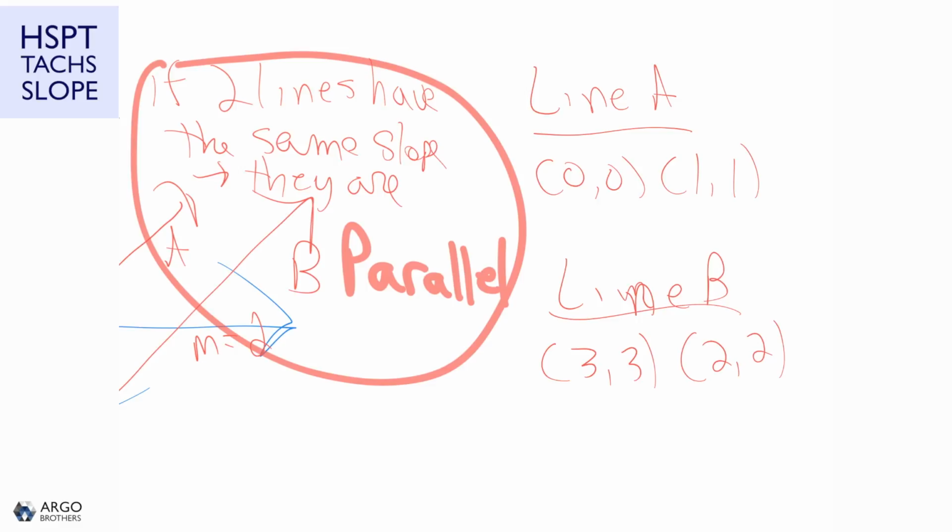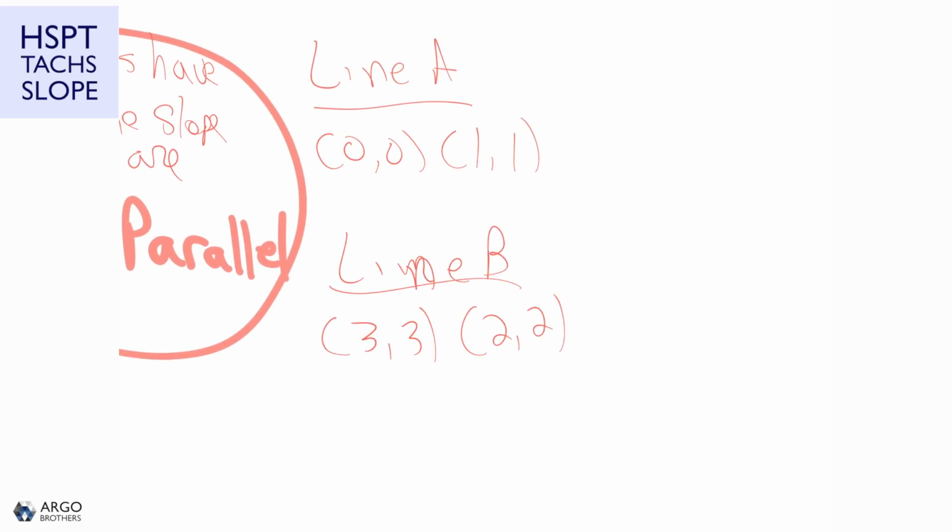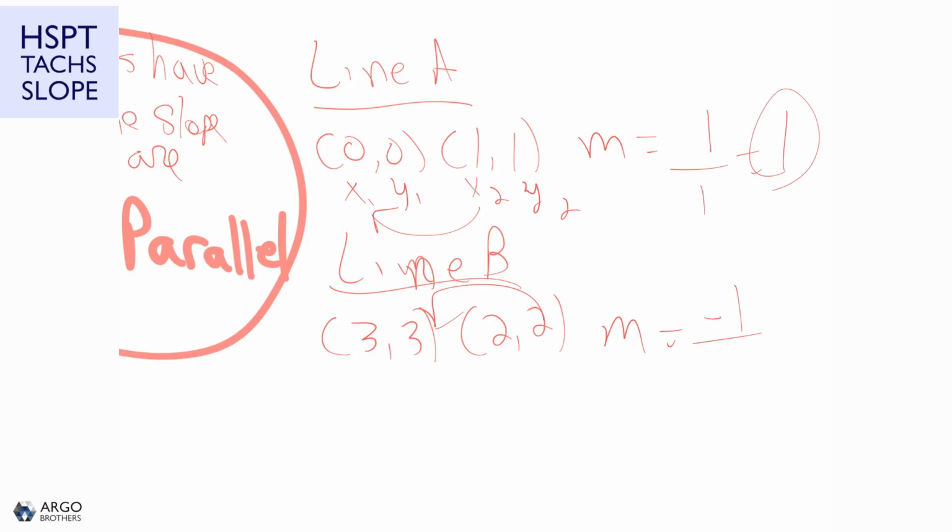Okay, let's see. What is the slope of the first line? Well, this is x1, y1, x2, y2, and let's find it. So m equals y2 minus y1, so that's 1 minus 0, and x2 minus x1 is 1 minus 0, so the slope of line A is 1. The slope of line B would be 2 minus 3 is negative 1, and 2 minus 3 is negative 1, which is 1. Yes, they have the same slope, so they are parallel.